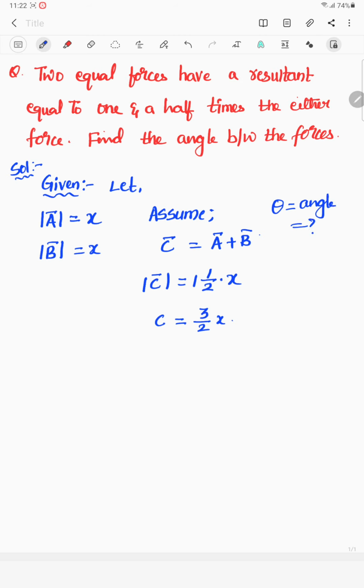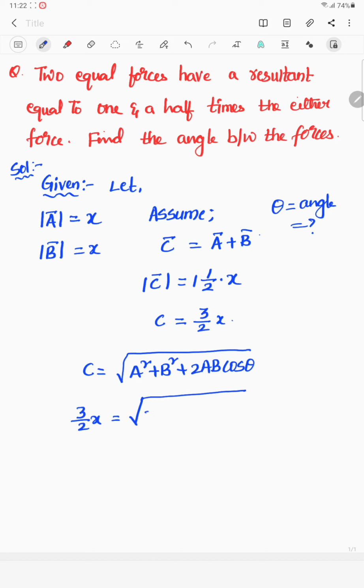So using the parallelogram law of vector addition, the magnitude of the resultant formula we have already done. C is equal to root over a square plus b square plus 2ab cos theta. Just substitute. So 3 upon 2 times x is equal to under root a square, that is x square, b square is also x square, and 2 into x multiplied by x cos theta straight away.